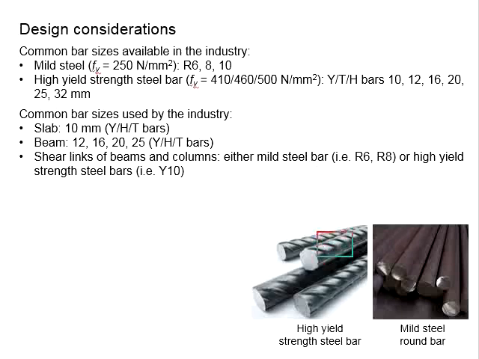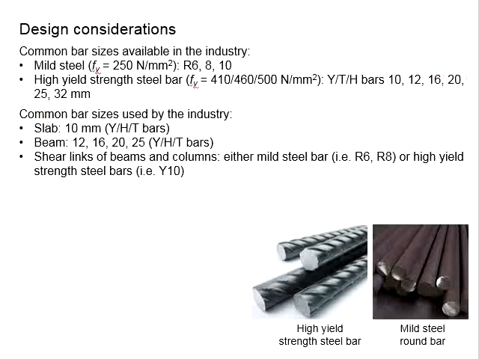There are quite a number of patterns in terms of the ribs. Sometimes if you view from the side, it looks like a Y, or a T, or an H. That's why you sometimes see bars termed as Y10, T10 or H10. Basically, they all refer to the high yield steel bar. The common sizes of the high yield steel bar are 10 mm, 12 mm, 16 mm, 20 mm, 25 mm and 32 mm.